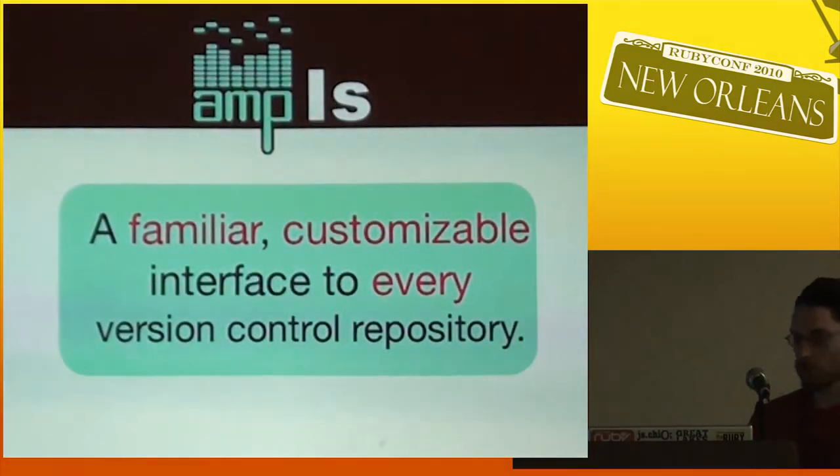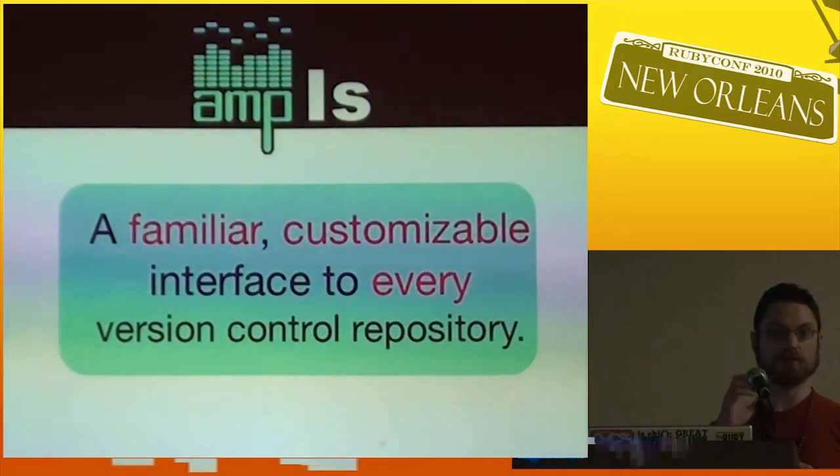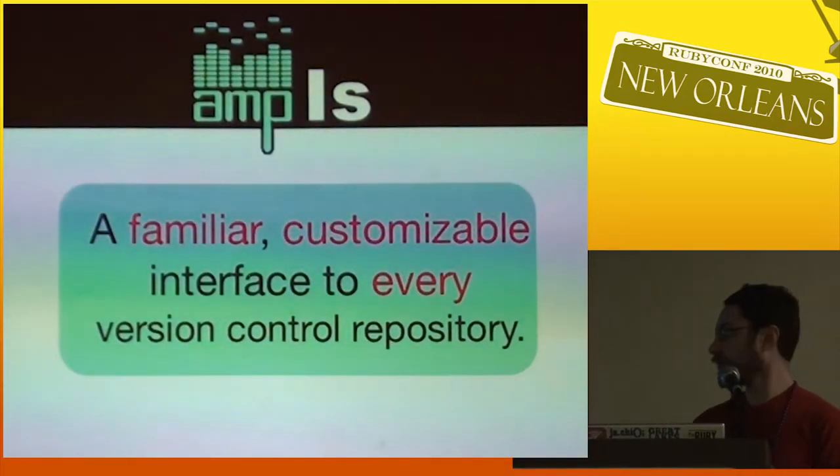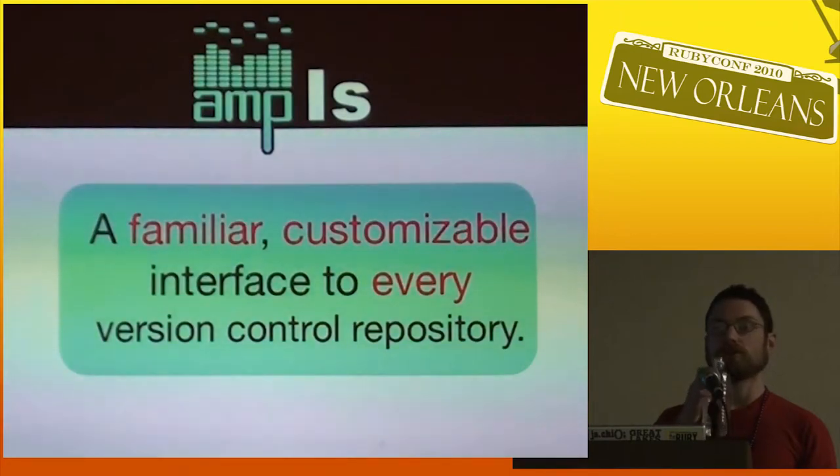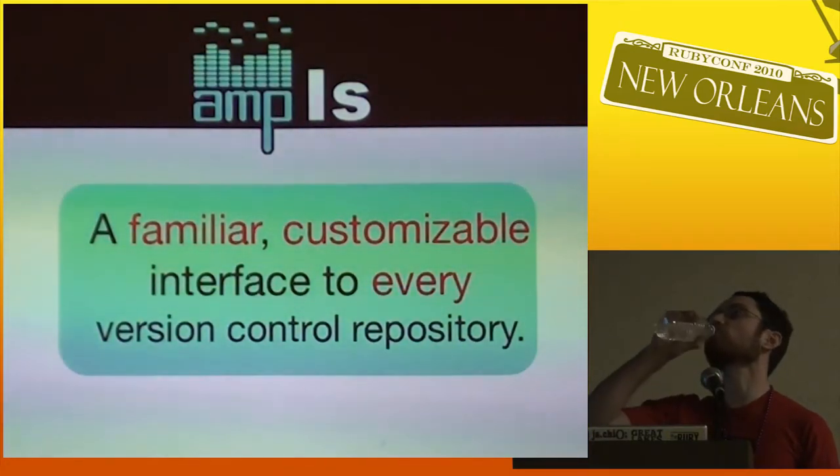So, AMP is a familiar and completely customizable Ruby interface to every version control system. Well, at least it's trying to be. We've only got Mercurial now.